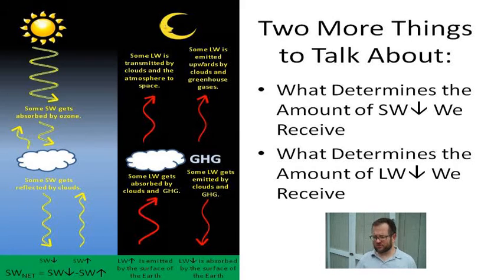What determines the amount of shortwave down that we're receiving from the sun, and what determines the amount of longwave down that comes from the sky and greenhouse gases and clouds and so on. We're going to focus on that first one, because in this part of the lecture it's about shortwave radiation. What determines the amount of shortwave radiation we receive from the sun?